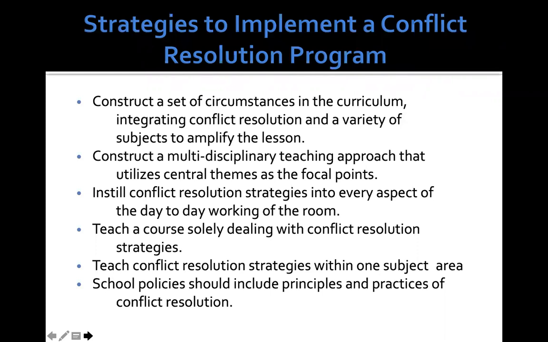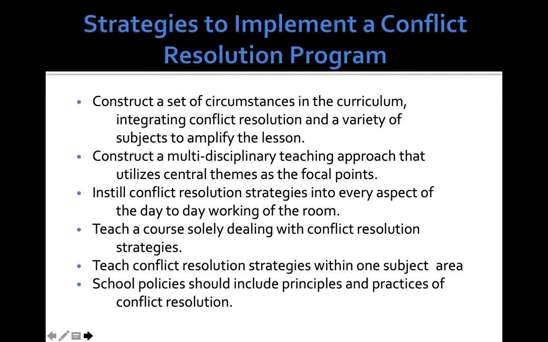Instill conflict resolution strategies into every aspect of the day-to-day working of the room. So, this is not something you should ignore. And if you're an avoider, that may be your natural tendency, so you're going to have to work to overcome that. When you see conflict happening in the classroom, especially between 2 students, you want to identify it and teach strategies and role model that behavior.